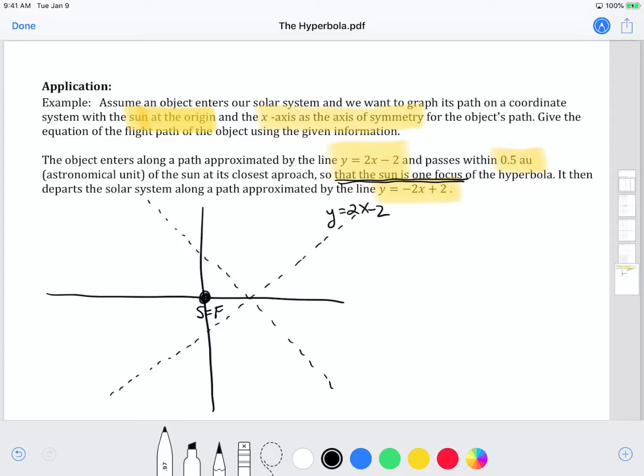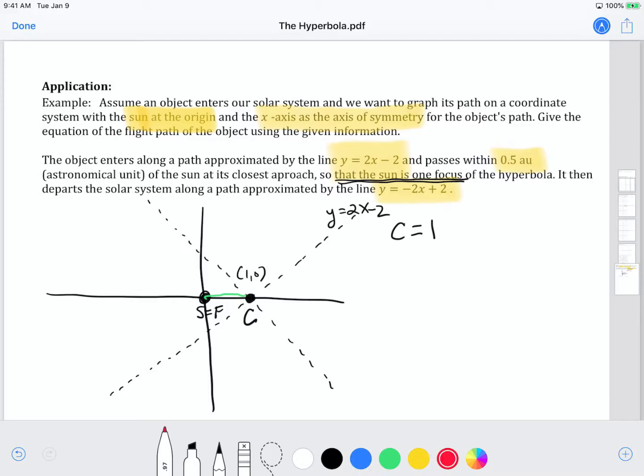If we were to set those two equations equal to each other, 2x minus 2 is equal to negative 2x plus 2, we would find that they cross at the point (1, 0). And that's where our asymptotes cross, so that's going to be our center. So our sun is at a focal point, so that means the distance from the center out is my distance of c. So I know that c is going to be 1. From (1, 0) to the origin, the distance of c, which is 1.